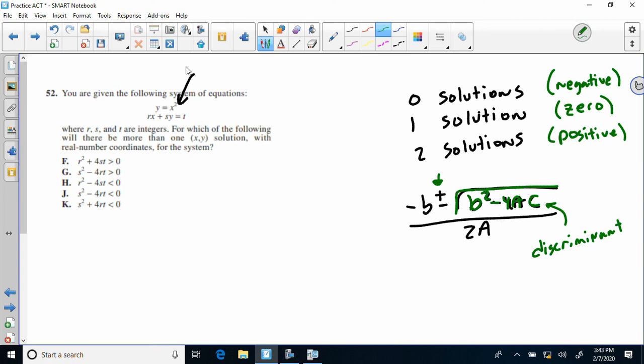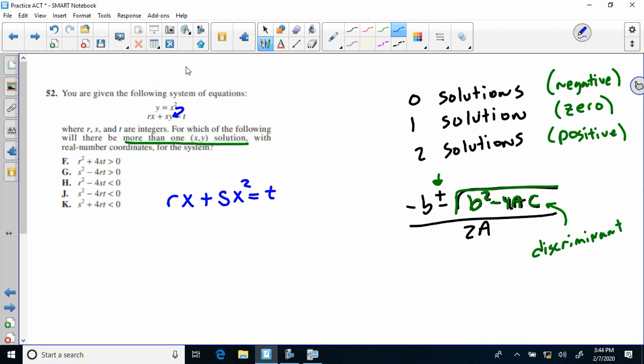And so when I read this problem and it says I want more than 1 solution, my only option is to have 2 solutions, or make my discriminant positive. So this is how we do it. We use substitution. It says y equals x squared. I'm going to take that x squared and I'm going to stick it right down there for that y. And it will read rx plus s, and my s's look like 5s, I'm really sorry, x squared equals t.